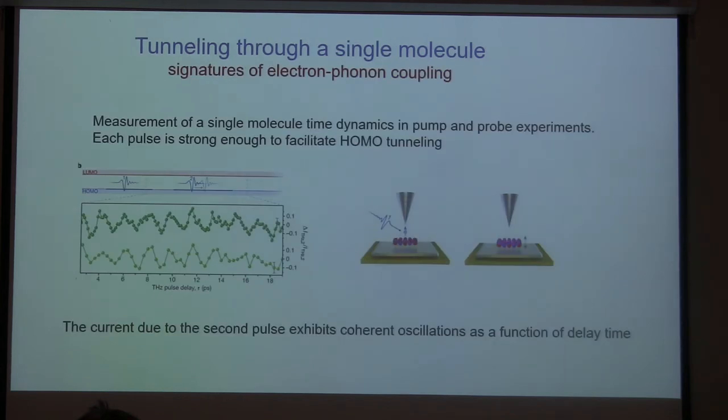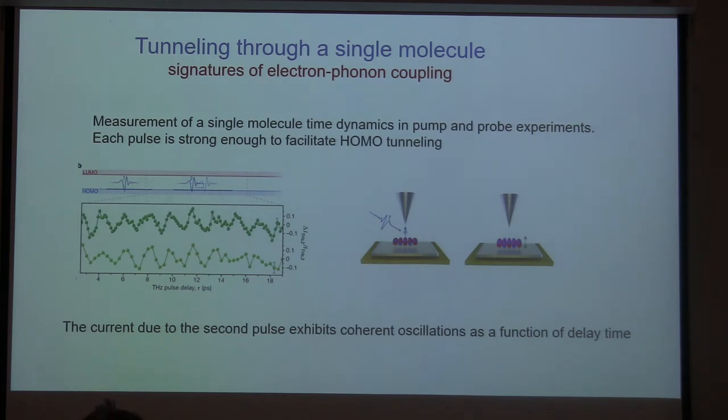the motivation comes from experiment. It turns out that when they did the experiment in a pump and probe kind of method, they first send this first pulse of current, and then after some time they send the second pulse and look at the current in the second pulse as a function of delay with respect to the first pulse, and they see these very long-lived oscillations which they can easily identify with a very characteristic phonon mode which exists in this molecule. So somehow, by sending the first pulse, we excited some kind of phonon vibration, and this phonon vibration then affects the flow of current in the probe pulse.